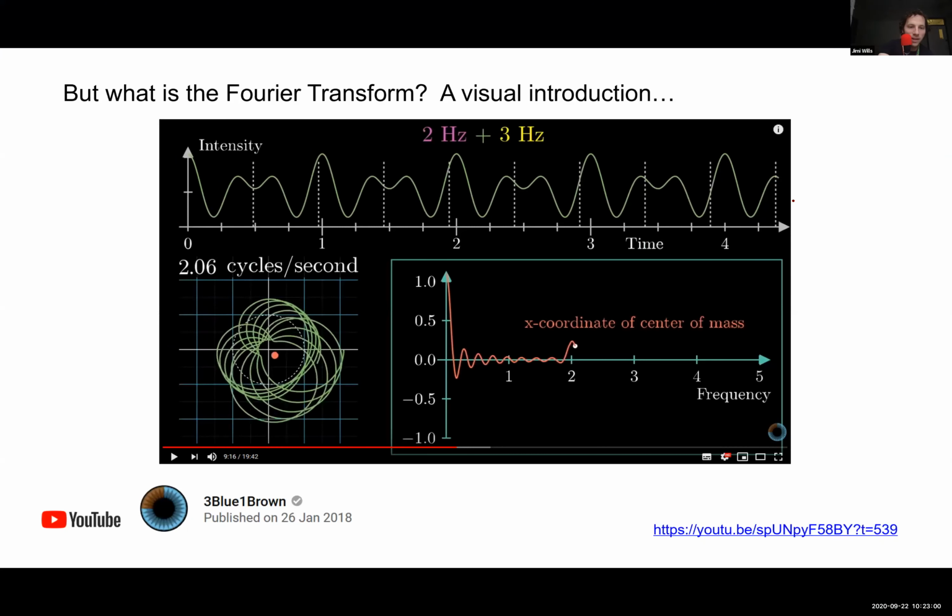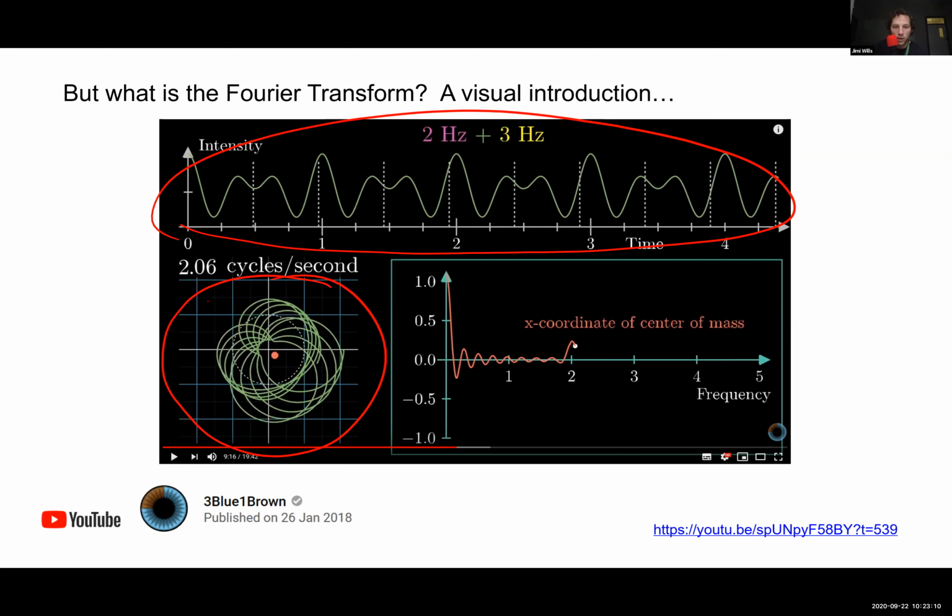Okay, this part here is just like the information that comes straight out of the orbit trap. This thing here is the mechanism by which the Fourier transform works. And this part here is just like the mass spectrum that we end up looking at.